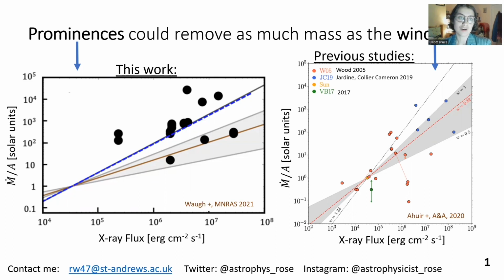These plots are of mass loss rates per unit surface area against X-ray flux. And they'll be back later in the talk when I'll give a bit more detail about them. But right now, the main point I hope for you to see is that prominences, the modeled prominences from this work on the left-hand side, show the same behavior as the wind that I've shown on the right-hand side, taken from previous studies.